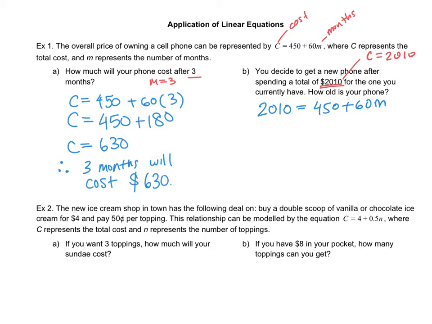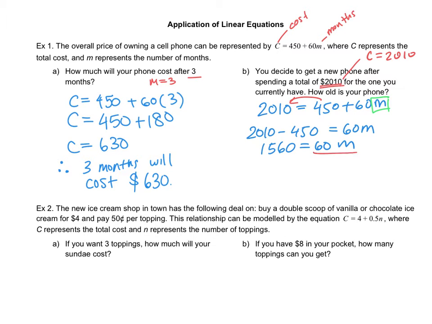And now when I look at this scenario, my goal is to figure out M, so I have to isolate it, which just means we're going to solve our linear equation. And this is just a 2-step equation. So let's bring the 450 to the other side. Its sign changes. So now 2010 subtract 450 is 1,560.